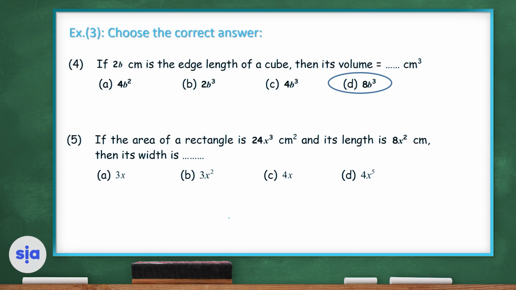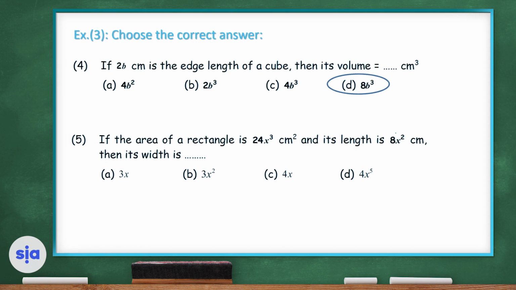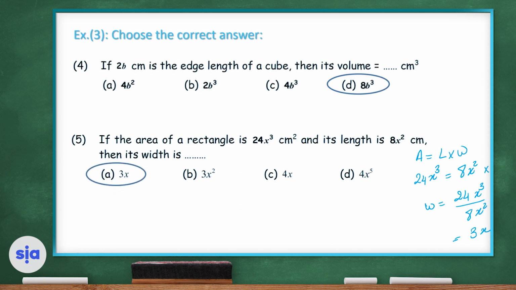Question 5. If the area of the rectangle is 24x cubed and the length is 8x squared, how can we find the width? We know that the area is length times width. So 24x cubed equals the length times the width. To find the width, we divide the 24x cubed by the 8x squared. So the result here is 3x. So the width is 3x, which is choice A.